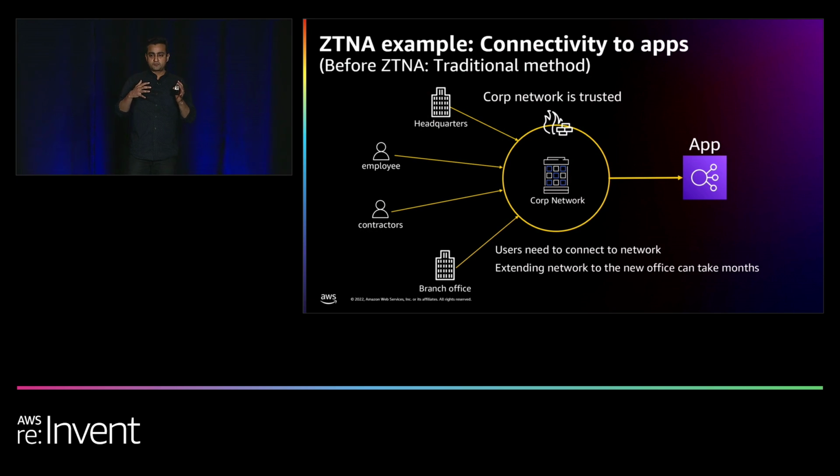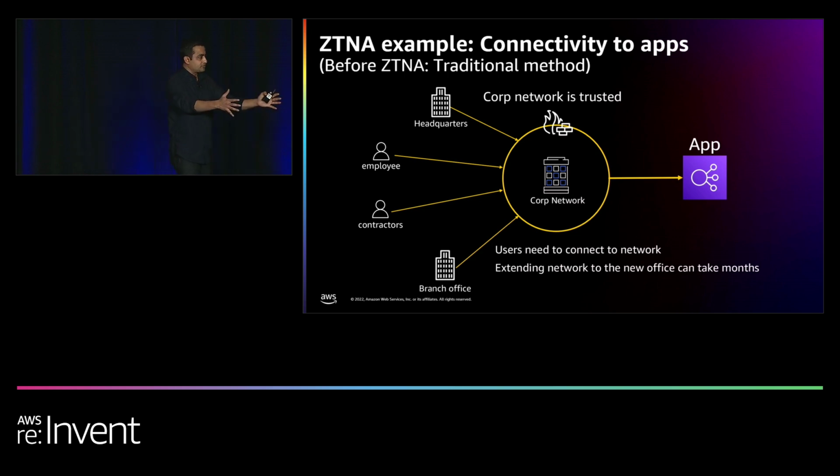Now let's see what it means from the connectivity perspective, right? How you access your applications. In a traditional model, if you're in the headquarters, you're connected to your corporate network, and then you can access all the applications which are in the corporate network. If you move out of your headquarters, let's say you're at home, or if you're in this MGM casino, you log on to your VPNs, and then you access your application.